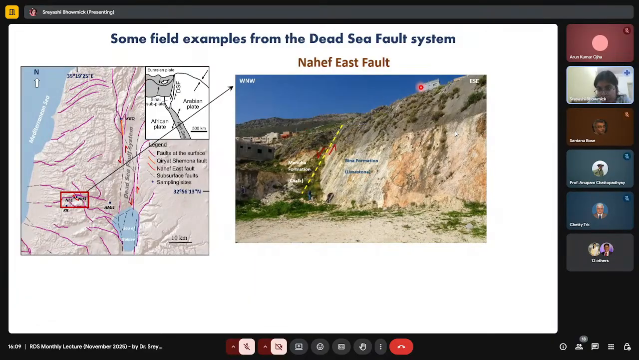Now, if you look here, we can see the settlements. So this is a very risky zone, and the government is planning to rehabilitate these people from this region. So a lot of work is going on.